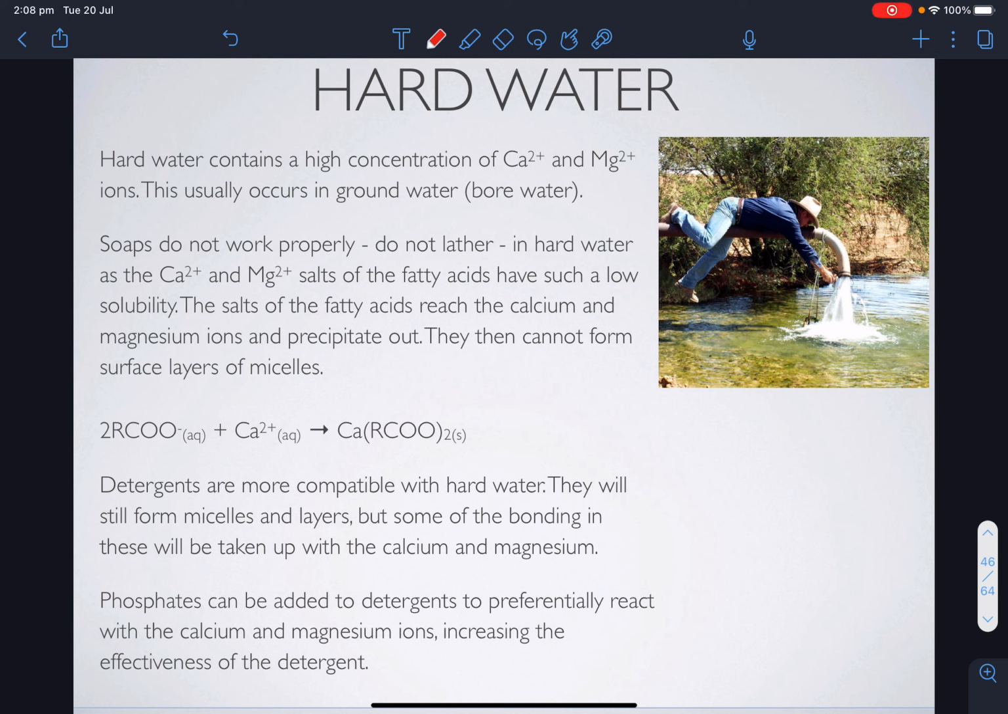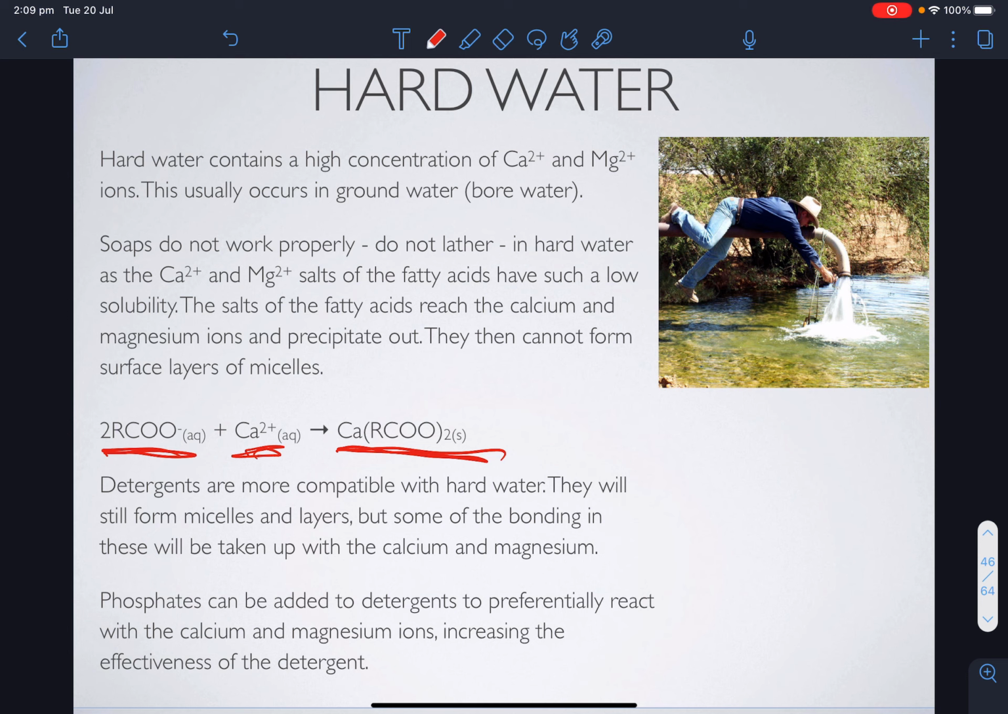What happens chemically is the calcium and magnesium salts of the fatty acid form. The calcium and magnesium replace the sodium on the fatty acid and produce a solid, so they precipitate out. So the soaps do not work because the calcium and magnesium turn them into a solid, and no longer a soap. Okay, so the salts of the fatty acid react with the calcium and magnesium ions and precipitate out.